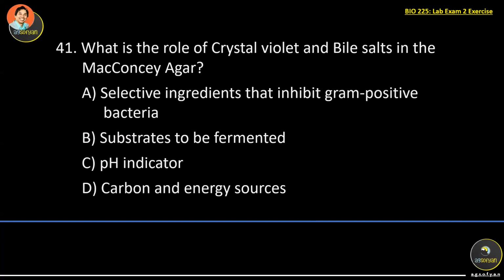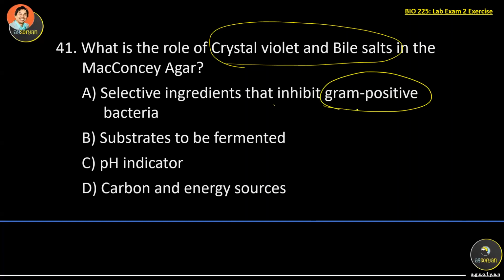What is the role of crystal violet and bile salt in this MacConkey agar? They are in this agar media, and they are used for what? It is the selective one. It selects against bacteria that are gram positive. So gram positive bacteria will not grow on the media. Therefore, it is only for gram negative bacteria.